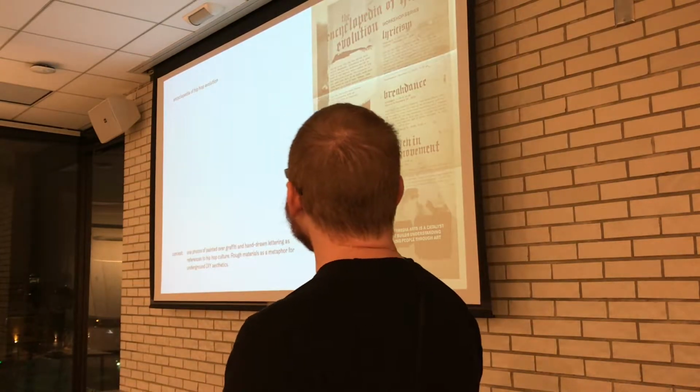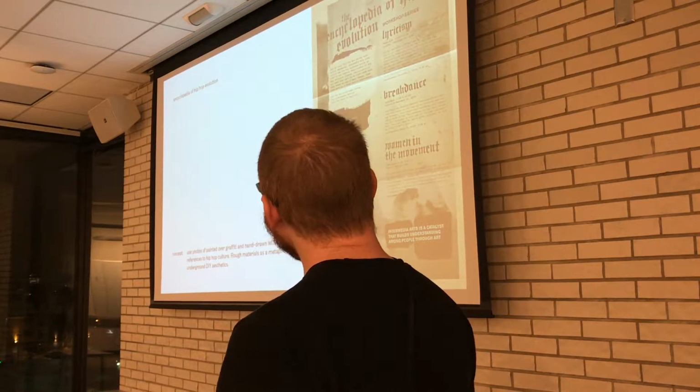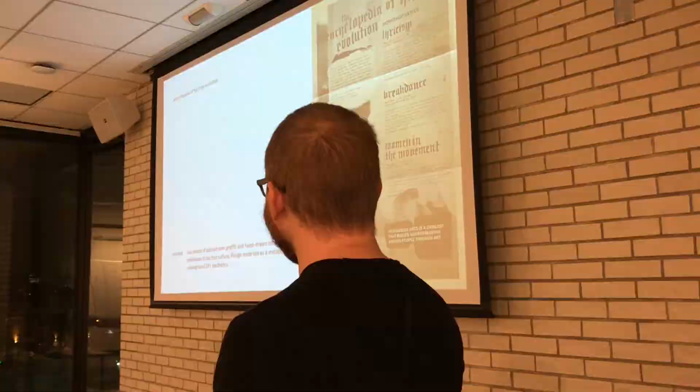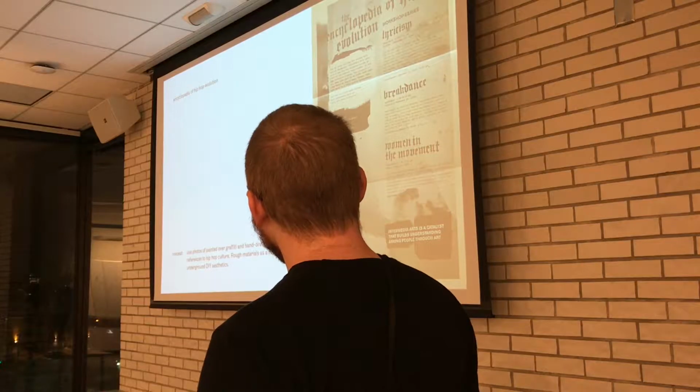All right, so here's an example. This is a really old piece, like 2004. It's from Intermedia Arts. So it's an 11 by 17 flyer for this program called Encyclopedia of Hip Hop Evolution. And the concept was to use photos of painted over graffiti and hand-drawn lettering as references to hip hop culture and rough materials as a metaphor for underground DIY aesthetics.